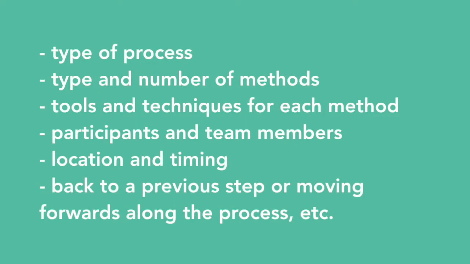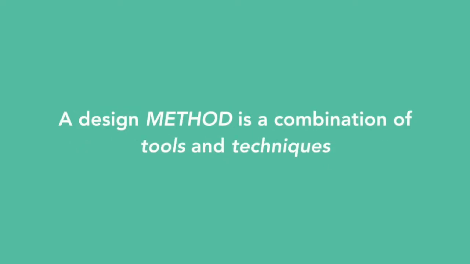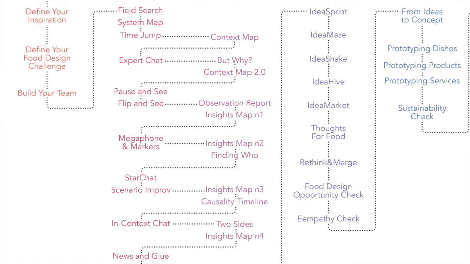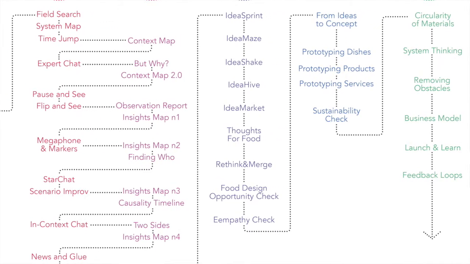The choice of the type of process itself, the choice of the type and number of methods, the choice of tools and techniques for each method, the choice of participants and team members, the choice of location and timing, the choice of going back to a previous step or moving forward along the process, etc. A methodology is the theoretical analysis of such practical elements. A design method is a combination of tools and techniques that are strategically put together to address defining goals in precise moments in the design process.